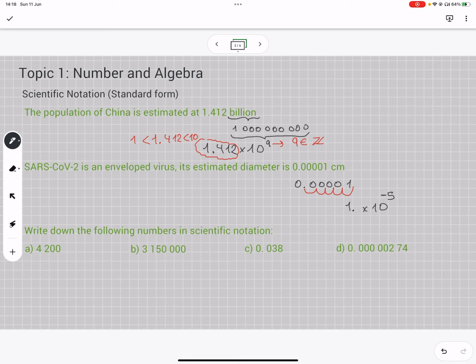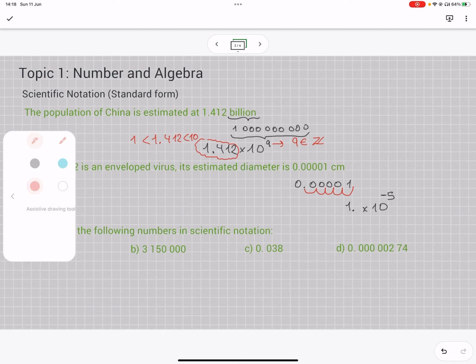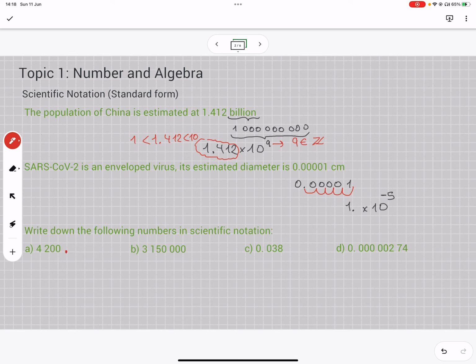The last exercise is for you. How can we write 4,200 using scientific notation? Look at the decimal point. It's at the end in this case, and move it until you have a number between 1 and 10. Moving once, 2 times, 3 times. So it will be 4.2 times 10 to the power of 3, because I moved the decimal point 3 places to the left. The power is positive because this is a large number.